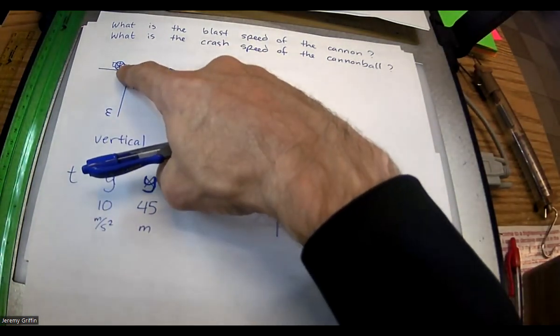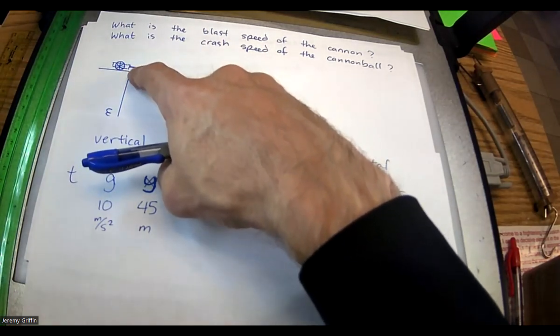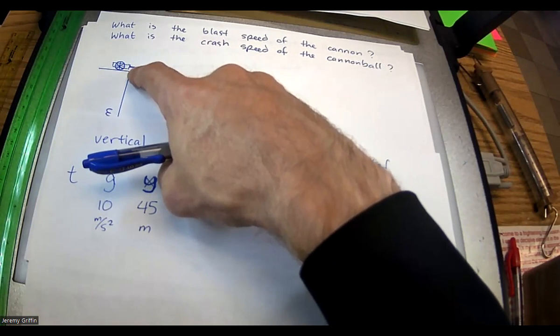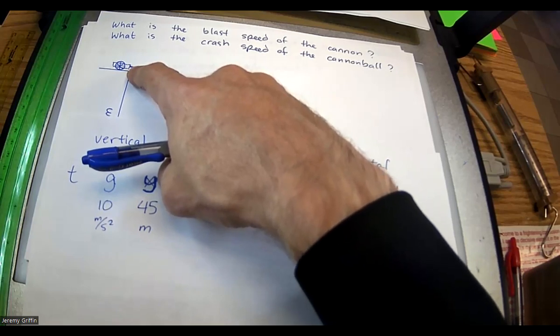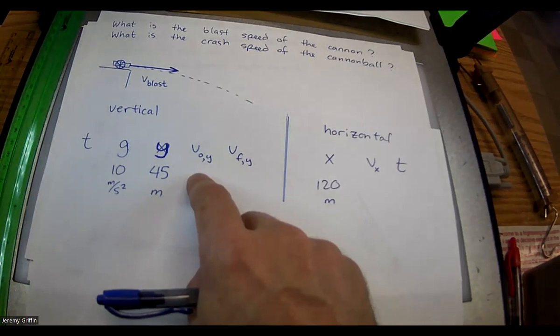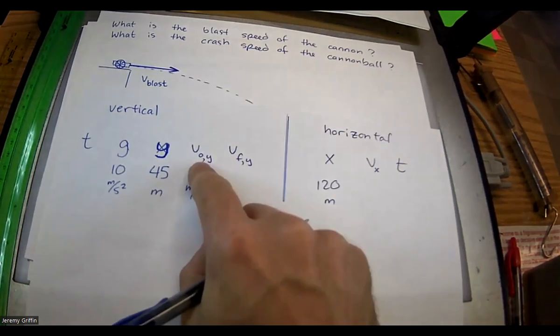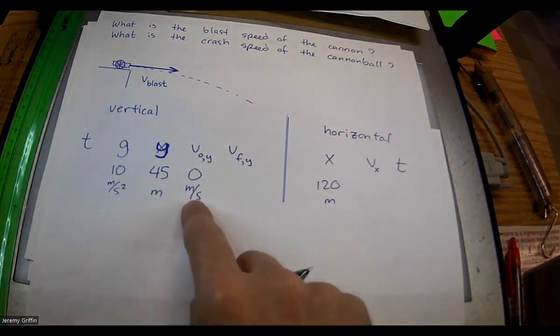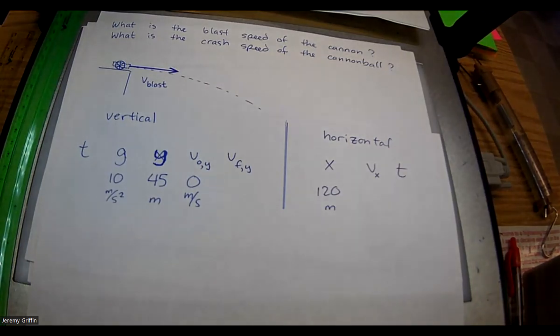As this cannonball is being blasted from the cannon, is it moving up or down, leaving the cannon? No. So what is its vertical component of velocity leaving the cannon? 0. Do you guys see the cannonball leaving the cannon? It's going really fast, but vertically speaking, it's not moving up or down. So what does that tell you? It goes right here: 0 meters per second. The initial velocity in the y direction is 0 meters per second, because I'm blasting the cannonball horizontally. You guys see that?